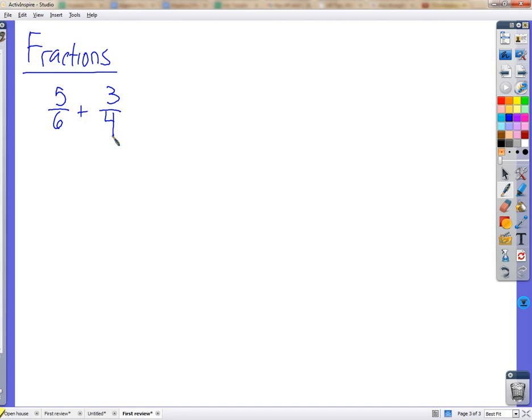Let's answer that question. What is 5/6? 5 parts of something split into 6. Exactly. 5 parts of something, and that something is split into 6. The whole thing consists of 6 smaller pieces. And if you took all 6 of them, you'd have the whole thing. So 5 of them is this much.